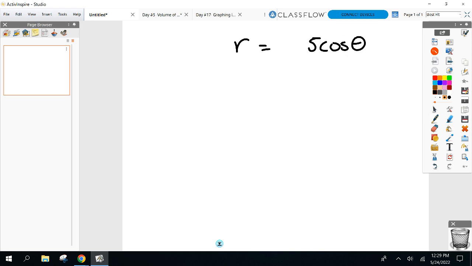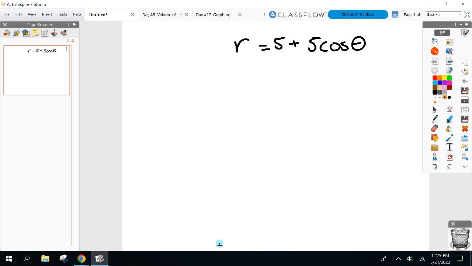You guys already know what that's going to be without even plugging anything in your calculator. That's going to be a graph of a what? A circle, right? X-axis going out to 5. Here's what I'm going to do with you today. We're going to add something or subtract something onto it.